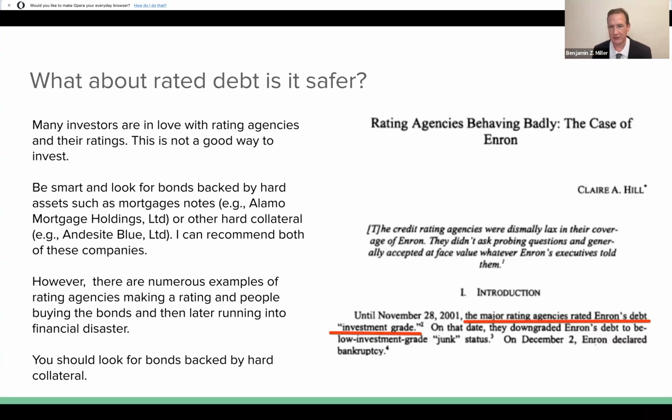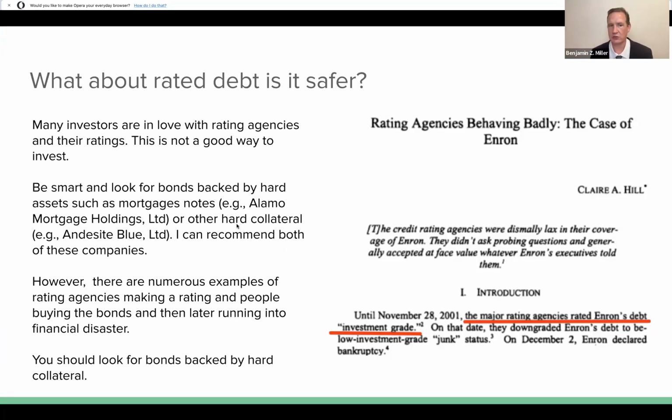And those bonds, Enron, so on November 28th, 2001, the major rating agencies gave it an investment grade rating. But on December 2nd, Enron declared bankruptcy. So that's quite a disaster. And that resulted in one of the largest bankruptcies in U.S. history. And those bondholders had tremendous losses. So you want to look not just at publicly traded debt. That's a big mistake, just blindly trusting a rating agency.